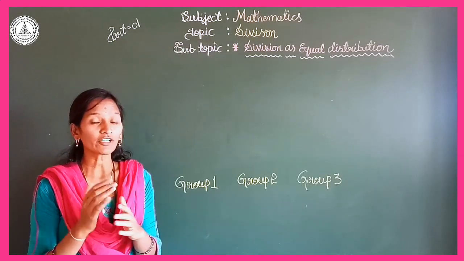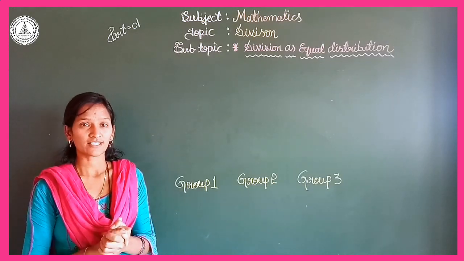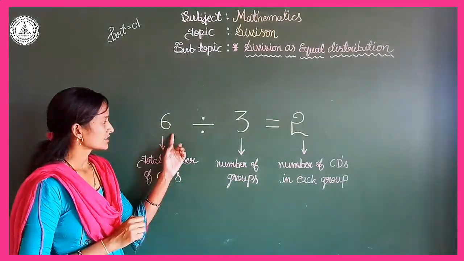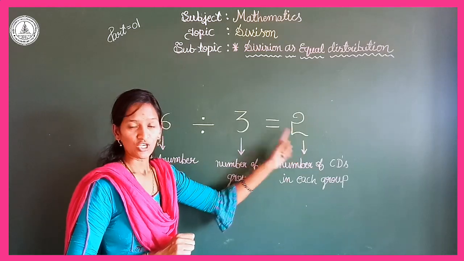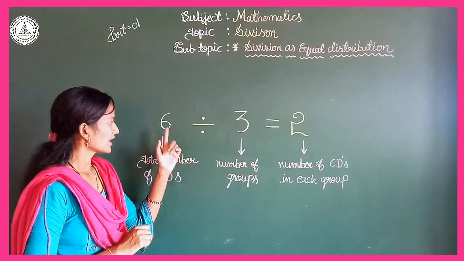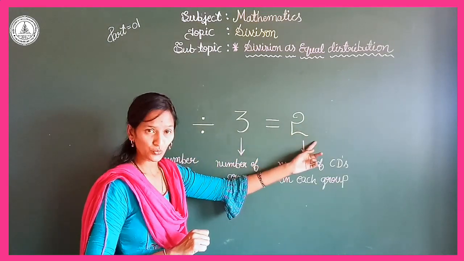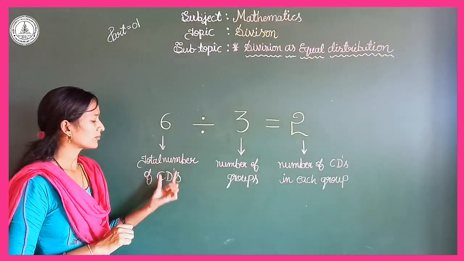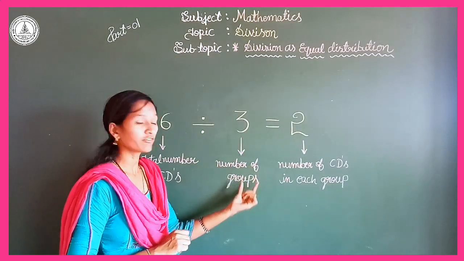Right? So how can you write this using a division symbol? Yes, I will show. Look here. So student, it is 6 divided by 3 is equal to 2. So this is the method of reading the given number. See here, 6 divided by 3 is equal to 2. So this 6 indicates the total number of CDs, right? And this 3 indicates the number of groups.